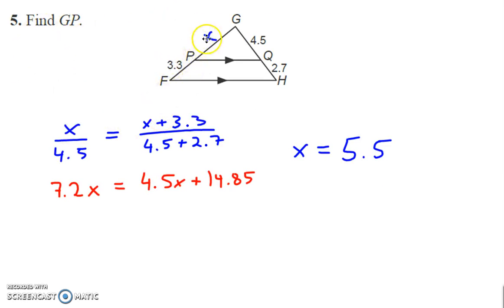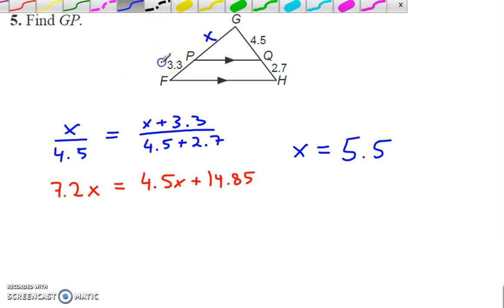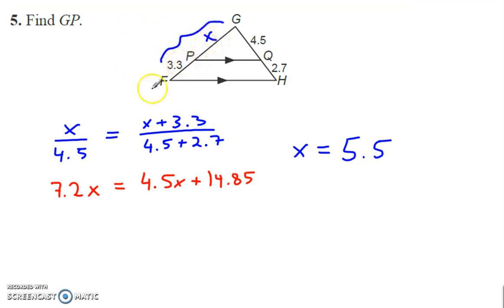Okay, this one is slightly tricky because this long length here, the entire side, this here is x plus 3.3. On this side we have the entire length is 4.5 plus 2.7. Then cross multiply to solve, subtract, and you get x is 5.5.